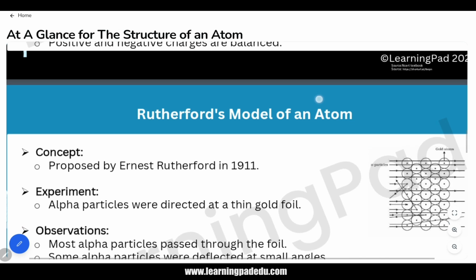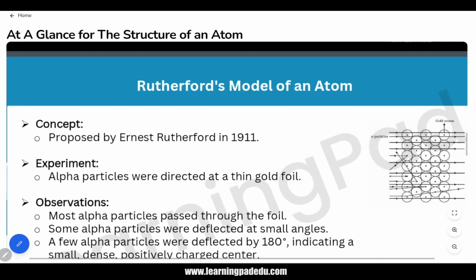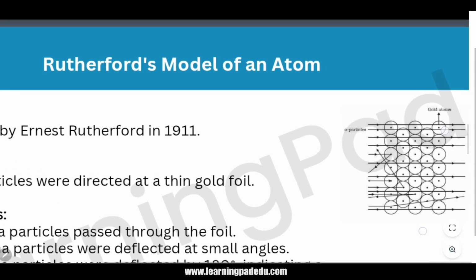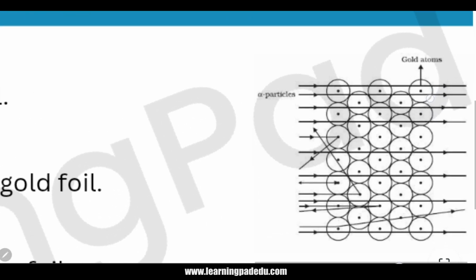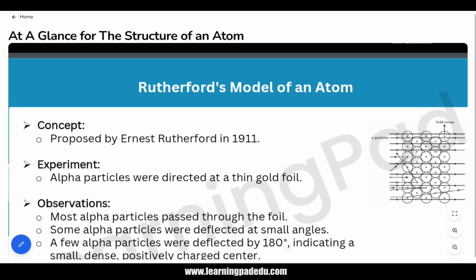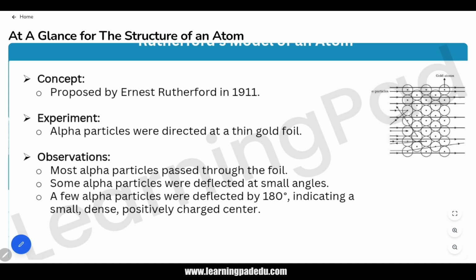The next model which was proposed was Rutherford model of an atom. This model was proposed by Ernest Rutherford in 1911, and he conducted experiments on alpha particles. So, alpha particles were directed at a thin gold foil. You can see the picture also here, alpha particles passing through a gold foil. Okay.